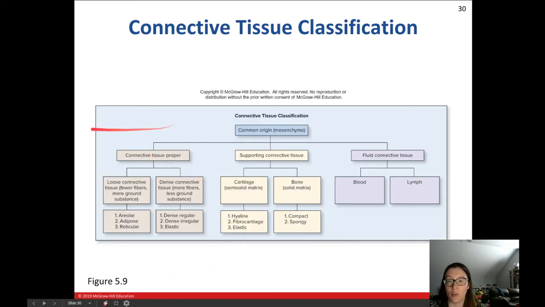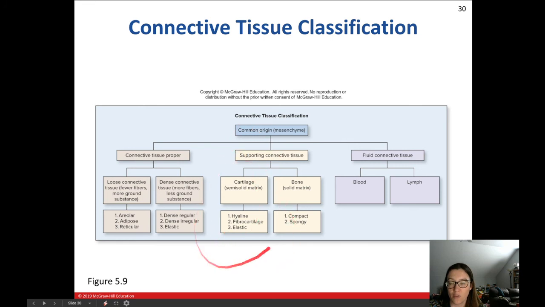So remember, look back at our lab where we talked about all the different types of connective tissue. So there are a lot of them. So connective tissue proper, remember, is divided into loose and dense connective tissue. Loose connective tissue is going to be areolar connective tissue, adipose connective tissue, and reticular connective tissue. Dense connective tissue is going to be dense regular connective tissue, dense irregular connective tissue, and elastic connective tissue.